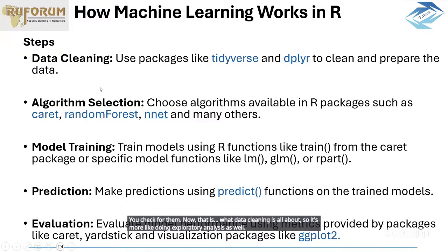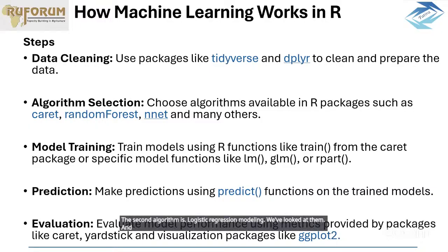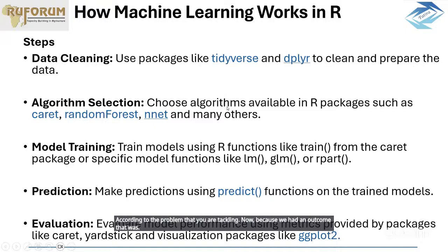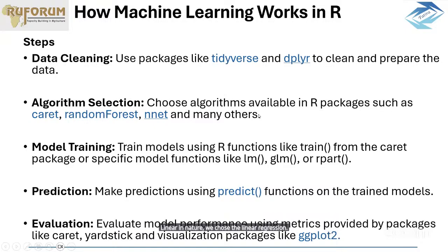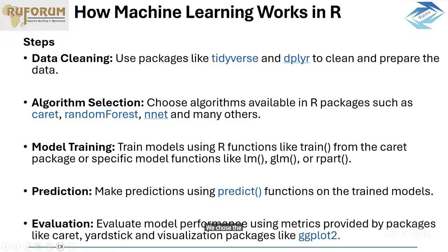Then select the algorithm. There are many algorithms that we can use. We have so far looked at two. One algorithm is linear regression modeling. The second algorithm is logistic regression modeling. You choose the algorithm according to the problem that you are tackling. Because we had an outcome that was linear in nature, we chose linear regression. When we had an outcome that was categorical and we wanted to predict a class or a group, we chose logistic regression. So choose the right algorithm to perform the task.